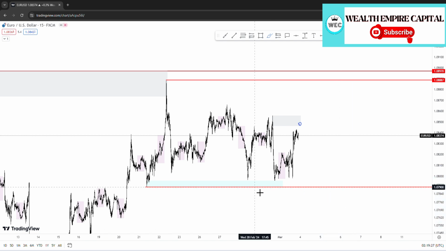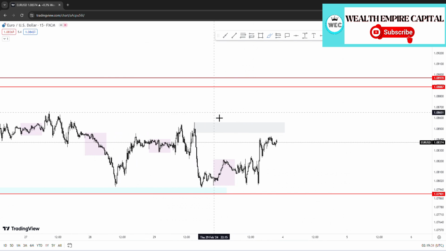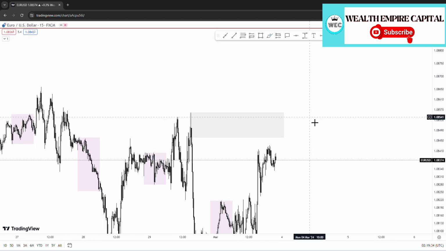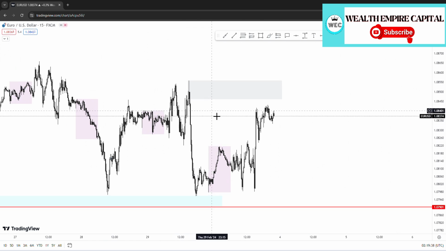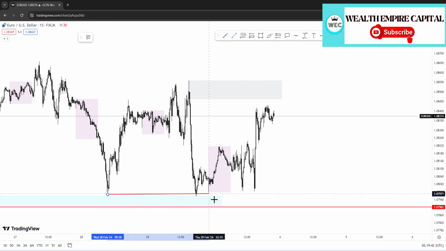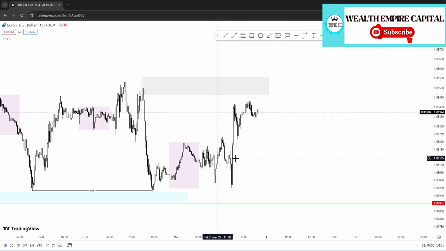Now with this beautiful point of interest established, let me show you the possible scenarios that can happen with this point of interest and the current price action happening over here. First of all, let me mark this break of structure to the downside over here. Very important. Now this is the first scenario that can happen with this particular price action.